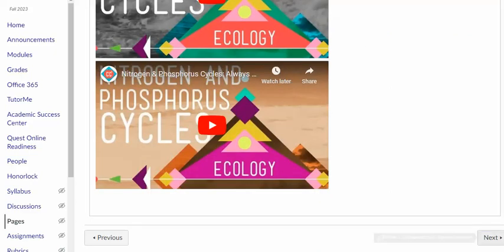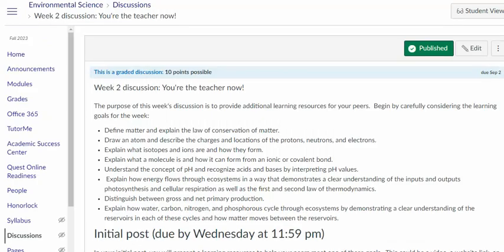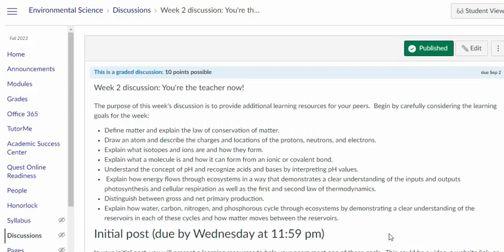After you've worked with the content a little bit on the content page, proceed to the discussion, and you'll see the learning objectives again that you saw in the first tab of the content page. The point of this discussion is to choose one of these learning objectives and find an online learning resource that you think will help you master that objective.